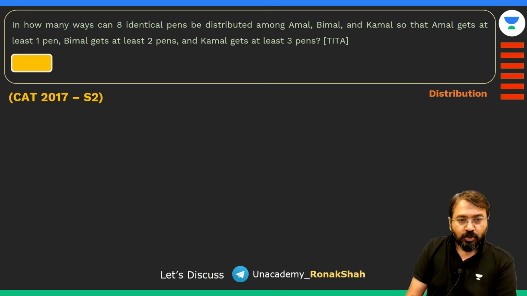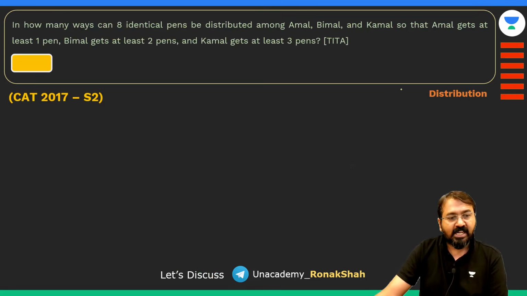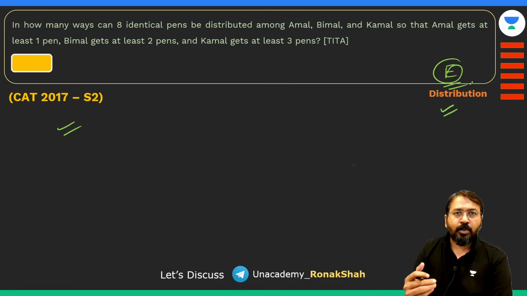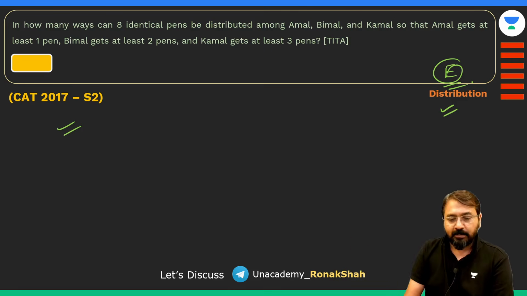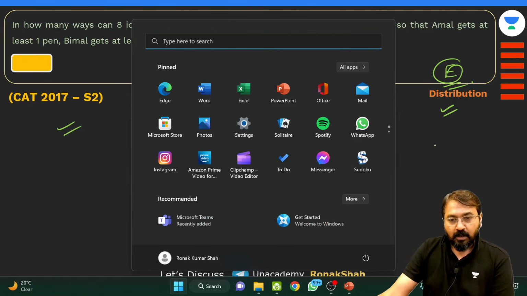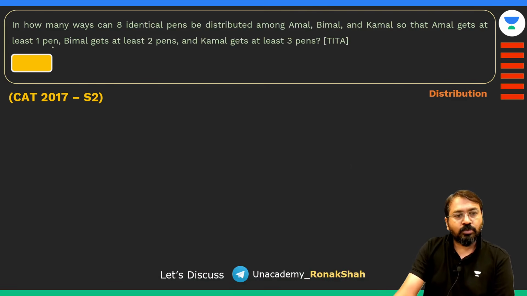Okay, let's go ahead with one more question, and this is from CAT 2017. The topic is distribution. This is an easy question of distribution. Why have I taken this easy question? So that you can understand the concept, and then we'll take a slightly more complicated question based on distribution.